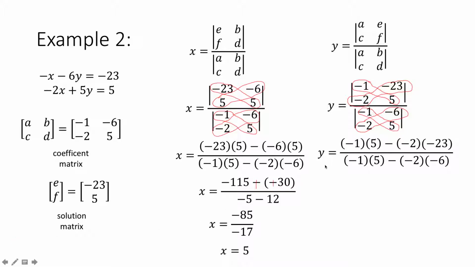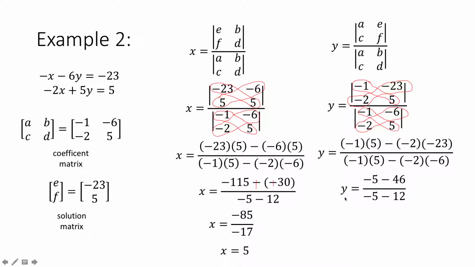All right, then we simplify. Negative 1 times 5 is negative 5. Negative 2 times negative 23 is, no, I'm sorry, positive 46, excuse me. All right, so negative 2 times negative 23 is positive 46. Bring down my subtraction sign. Negative 1 times 5 is negative 5. Negative 2 times negative 6 is positive 12. Then I bring down my subtraction sign.